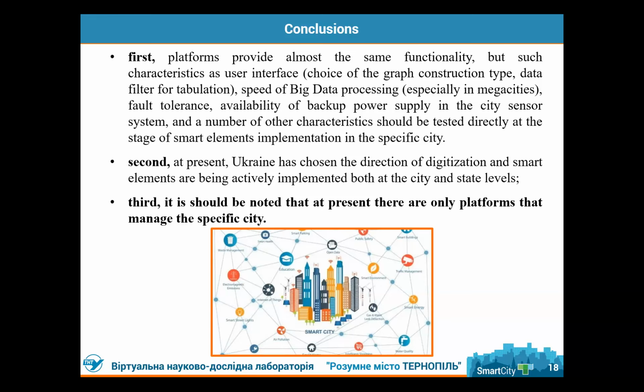Second, at present, Ukraine has chosen the direction of digitalization, and smart elements are being actively implemented both at the city and state levels. Third, it should be noted that at present, there are only platforms that manage a specific city. In order to solve these problems, each country should build standardized data formats rather than independent platforms. Due to this fact, it is necessary to focus on using data by a data center platform, which connects platforms between cities and connects common data together, including infrastructure. Thank you for your attention.